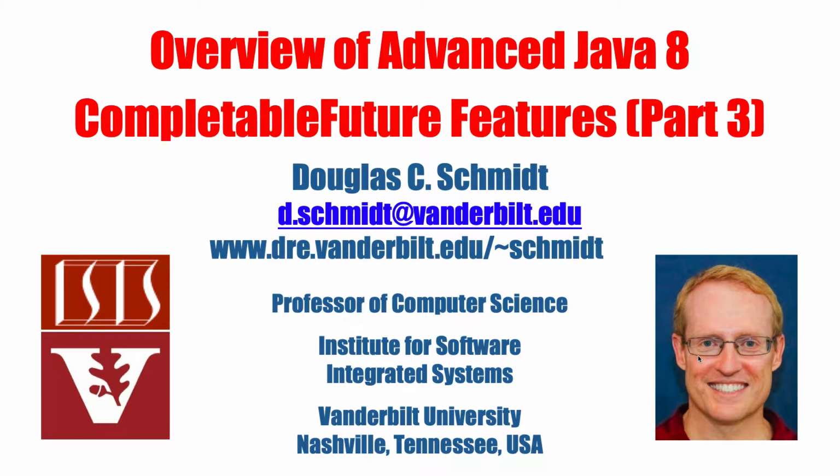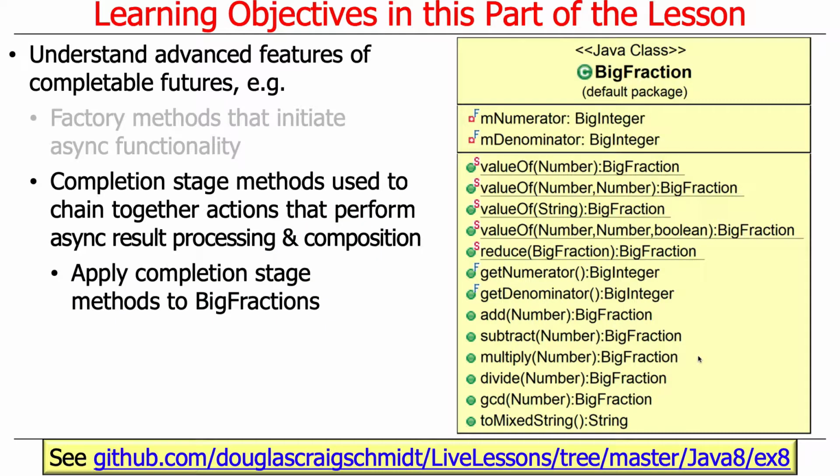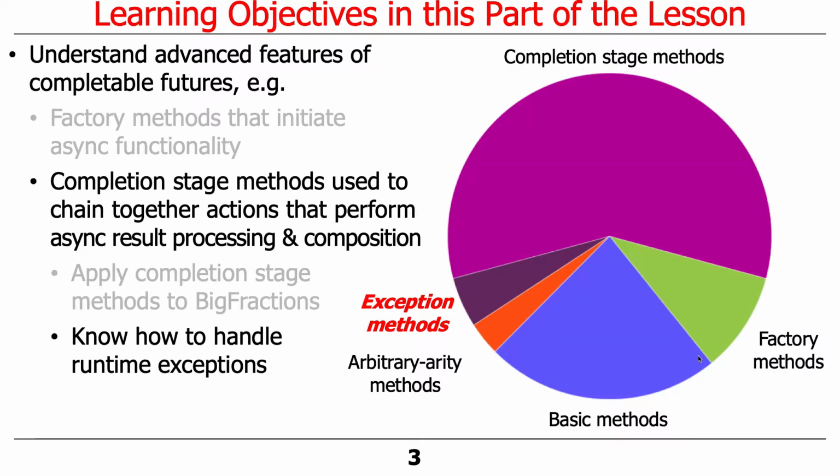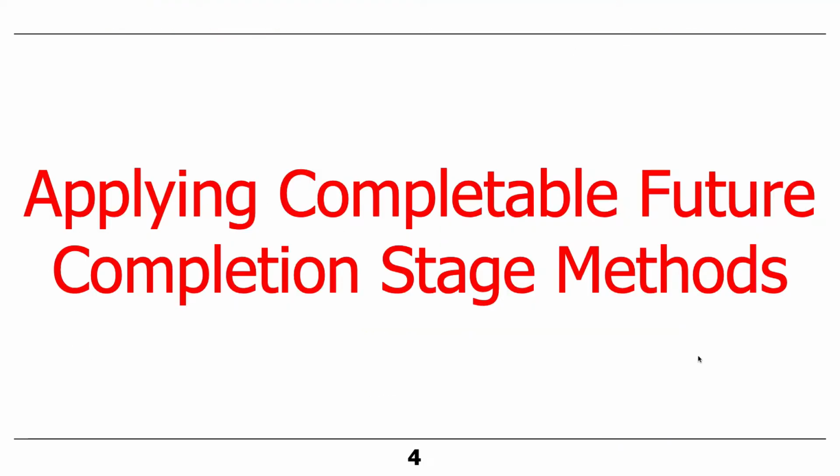Those are the things that we covered last time, and you'll definitely need to know how to use those for the current assignment. What we're going to do now is show how to apply these completion stage methods to the big fractions example, and then we'll also show how to handle runtime exceptions. So it'll give you a little more exposure to the broader range of capabilities that are part of the completable futures framework.